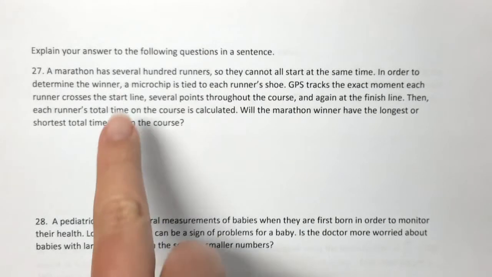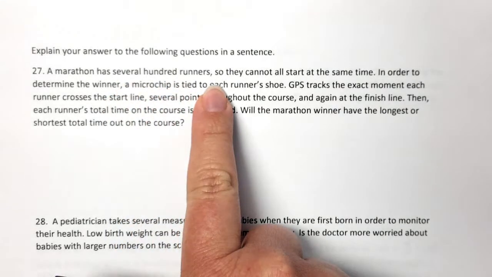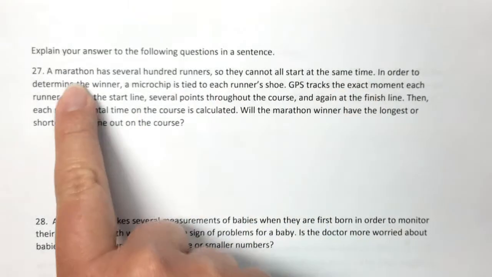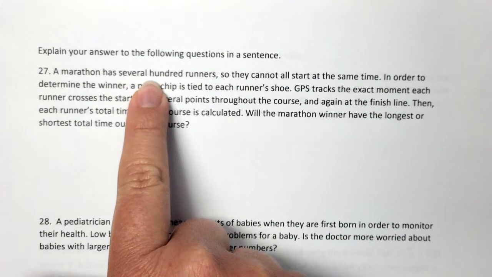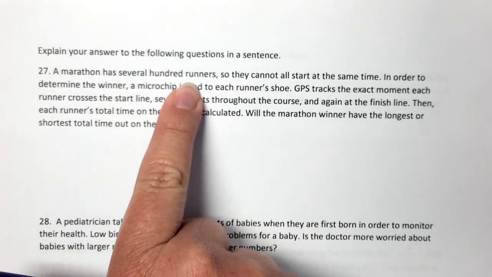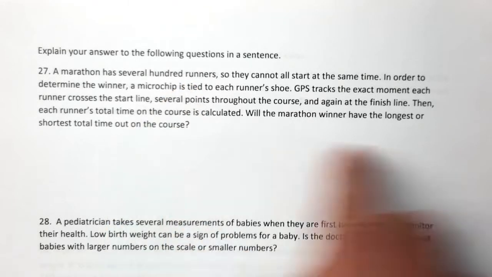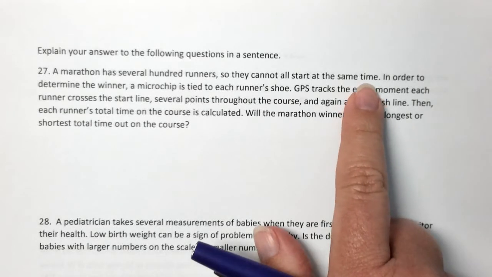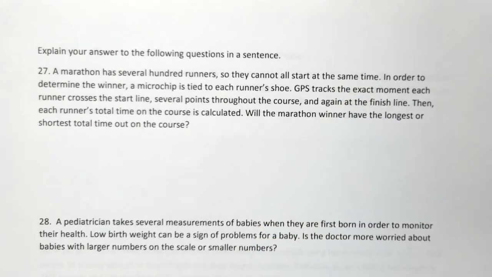All right. A marathon has several hundred runners, so they cannot all start at the same time. Now, if you just stop right there and think about that, marathon, that's one of those really long races, 26-something miles, and there's so many people, several hundred runners, so they can't all start at the same time. They have to kind of line up. And it might take a few minutes after they start the race and the front runners take off before the people at the back of the pack would even get to the starting line, okay? So that means someone might be a mile down the road before the last people even get to start their race. So it seems like that might be a little unfair.